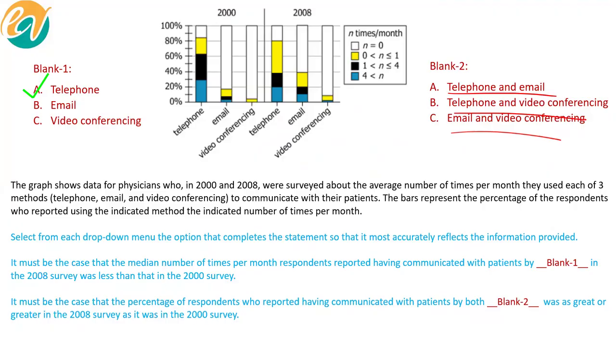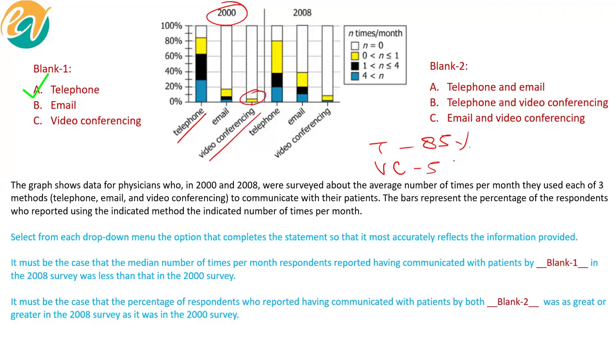Now, let's actually just look at it again to give some perspective. Suppose we look at 2000 for telephone and video conferencing. Telephone is how many? 85, correct? And video conferencing is how many? 5, correct? So what is the minimum overlap possible? 0, max 5, correct? Max is 5. All right.